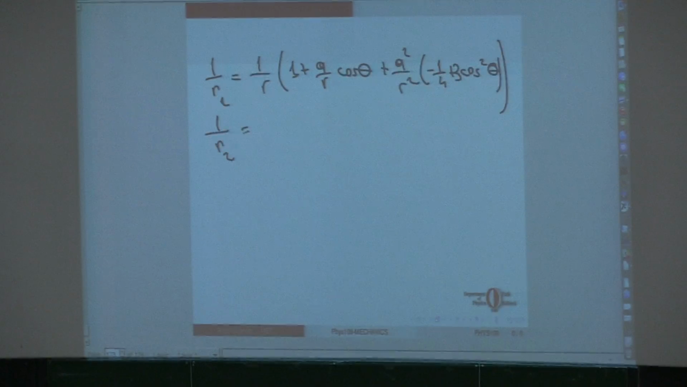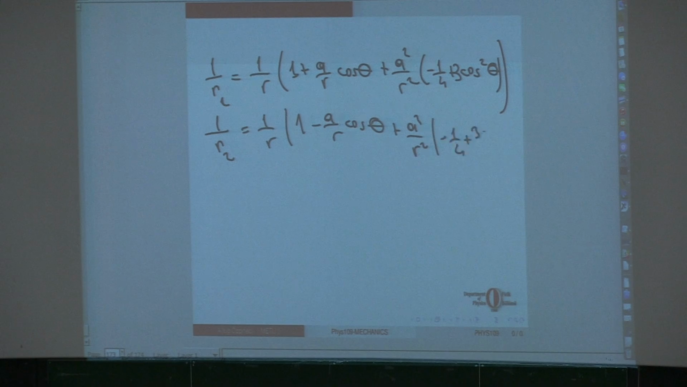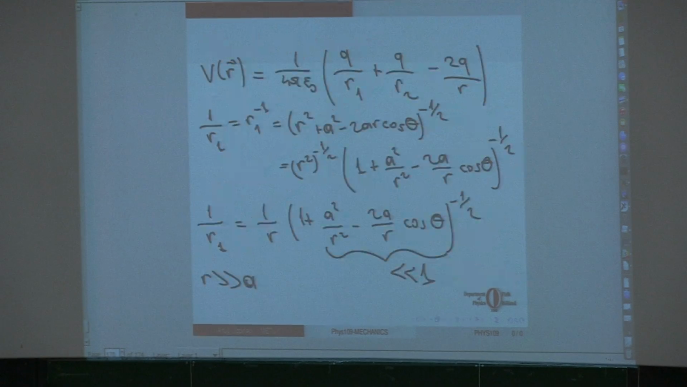1 over r2 is equal to 1 over r minus a over r cosine theta plus a squared over r squared times a quantity, minus 1 over 4 plus 3 cosine squared theta. I just changed a to minus a. This term changed sign, and the a squared is replaced by minus a squared, but it is also the same. So let's go back. Now we have approximate expressions for 1 over r1, 1 over r2. What I need to calculate is this expression over here.